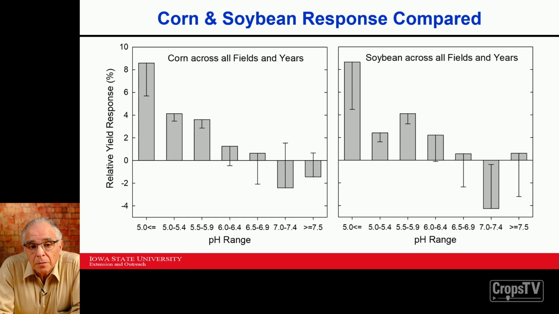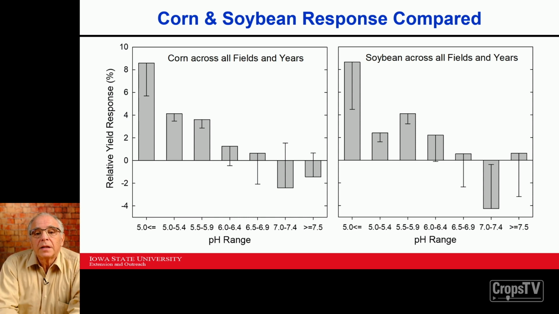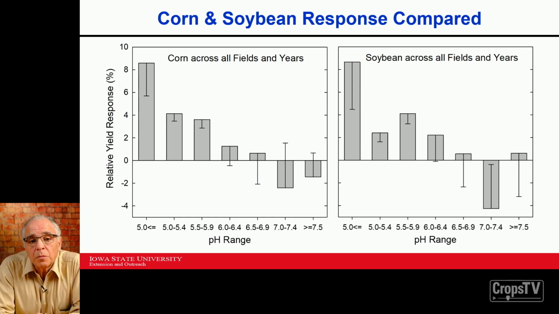Then after pH 6.9, we do have a yield decrease, although in these two cases it was not statistically significant. But it's clear that above pH 7, if we apply lime, most likely that will reduce yield. In soybean, we see more variability, but about the same trend. But for some reason, from 7 to 7.4, the yield decrease is more marked.